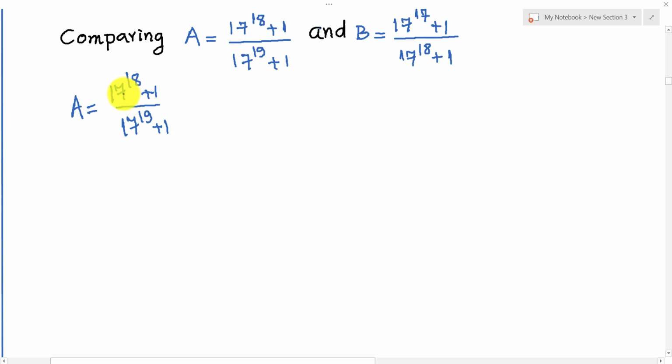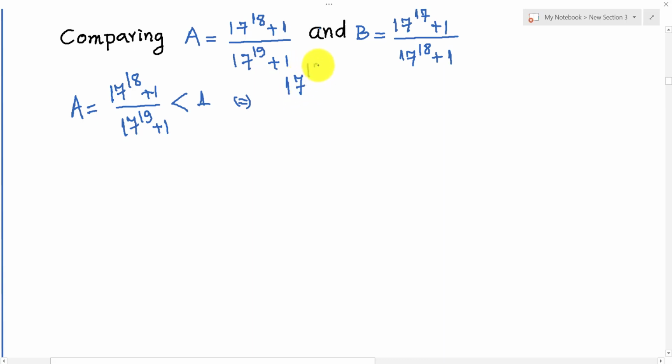We see this 17 and it's 17, it is 18 and it's 19. So 18 is smaller than 19. So if we use the smaller in the numerator and the bigger in the denominator, we get the fraction is smaller than 1.